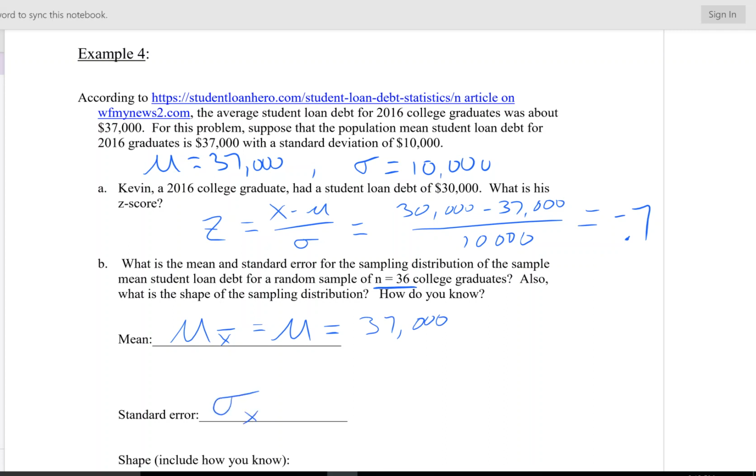Well, the standard error of the sampling distribution of the sample mean is a function of the sample size. It is the standard deviation of the population divided by the square root of the sample size. So we would have $10,000 divided by the square root of 36. So 10,000 divided by 6. All right, and that is 1666.67.